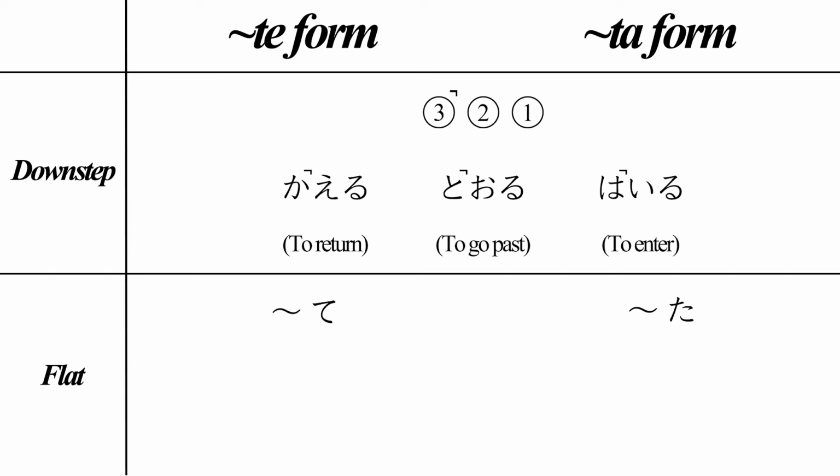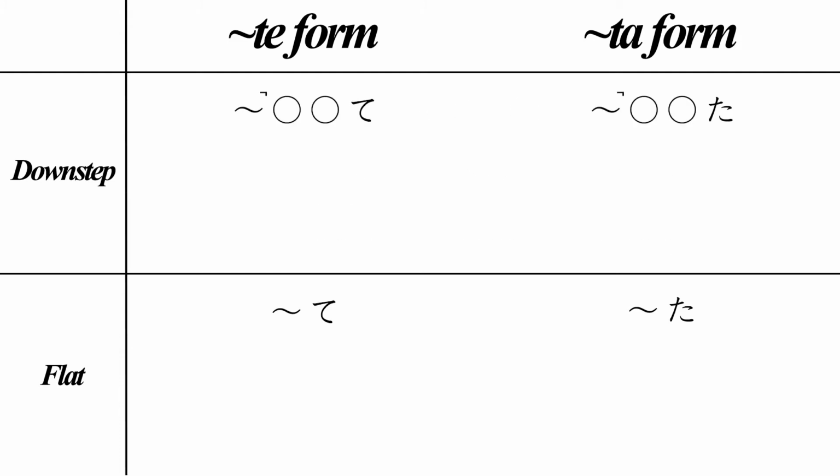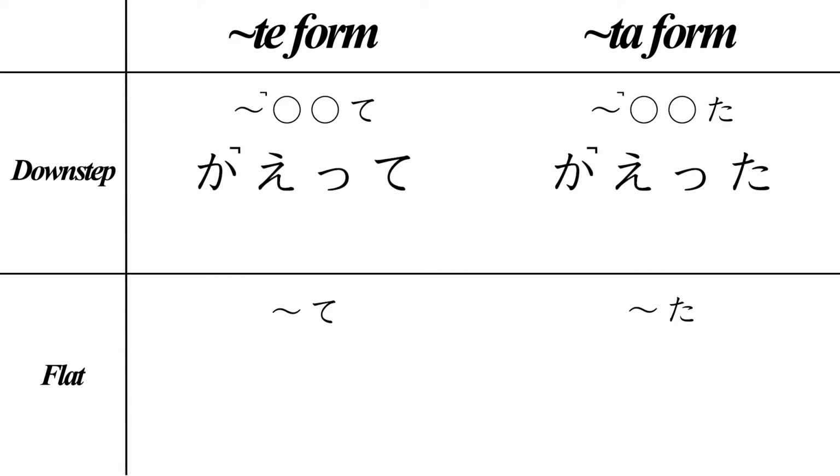The verbs in which the accent falls on the third to the last mora in the dictionary form. In these verbs, which I mentioned earlier as exceptions, the accent falls on the fourth to the last mora. For example, 帰る turns into 帰って and 帰った. So the accent falls on か、帰って、帰った.